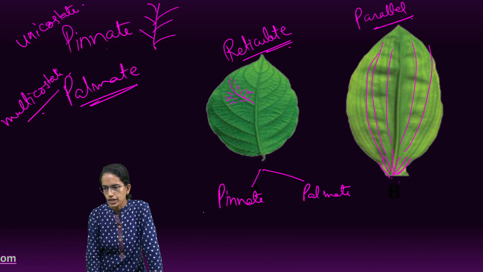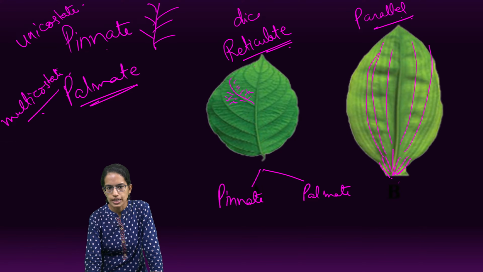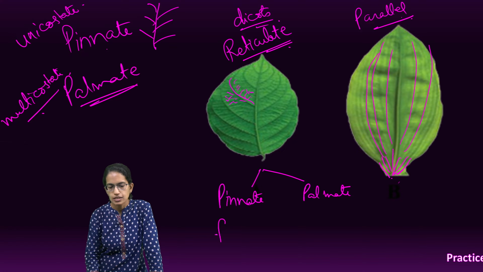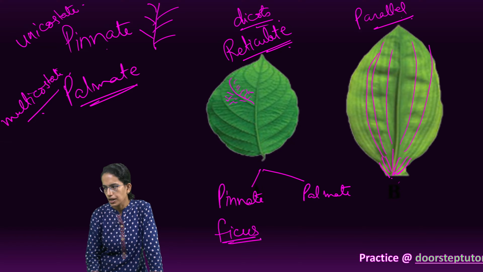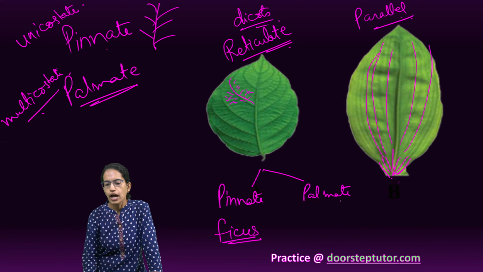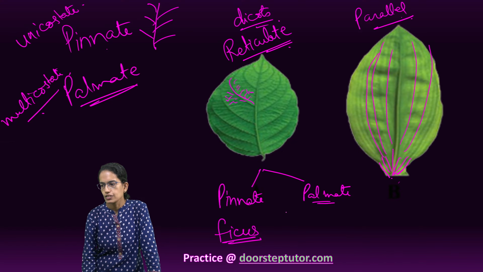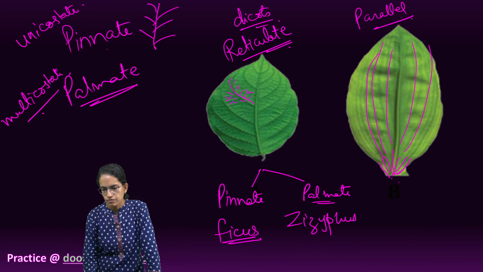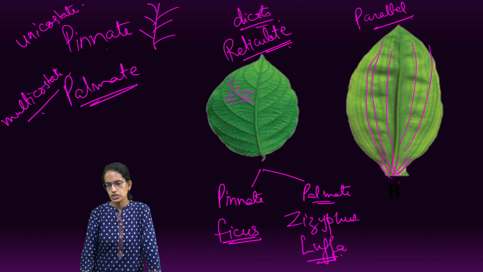Okay, so reticulate venation is usually found in dicots. The example where you have the pinnate is Ficus, which is the fig plant, Ficus religiosa, and in palmate there is Ziziphus, which is the convergent, and Luffa, which is the divergent structure.